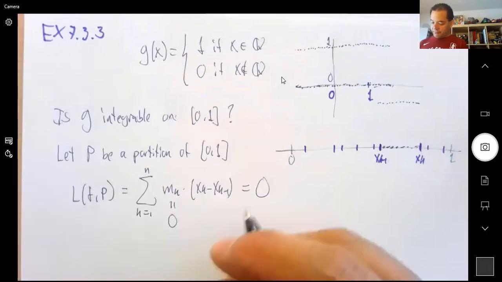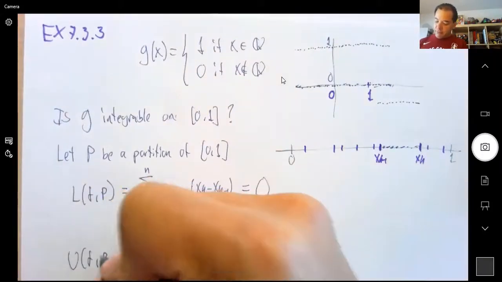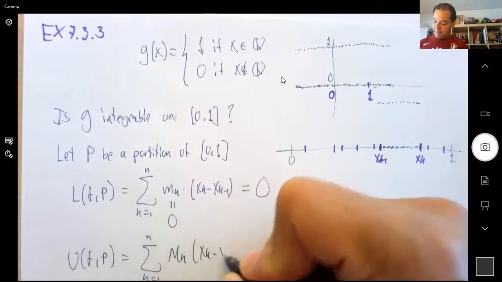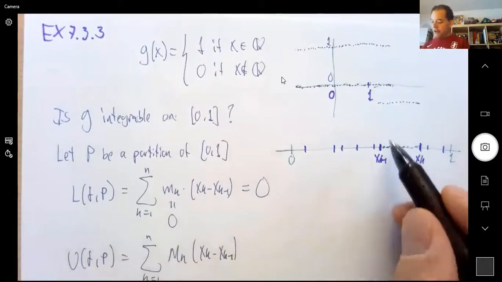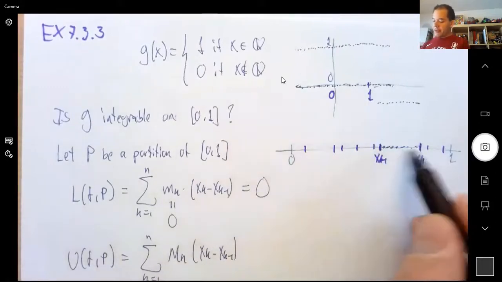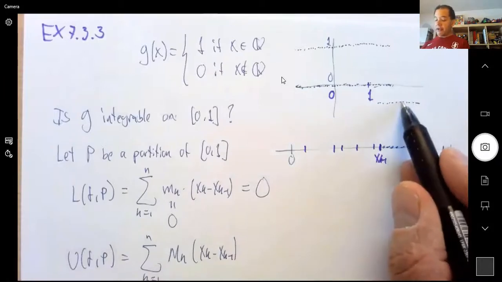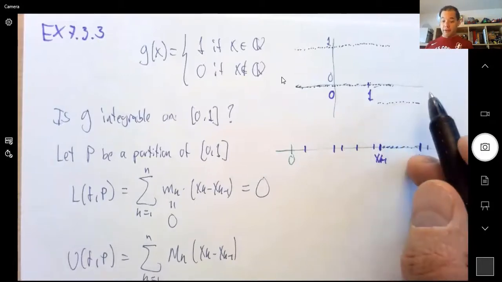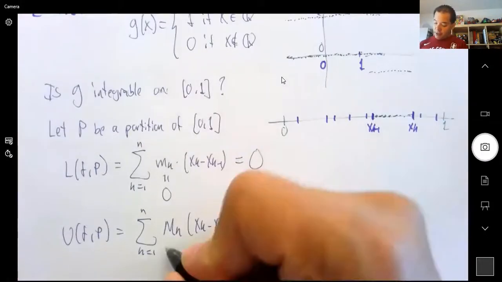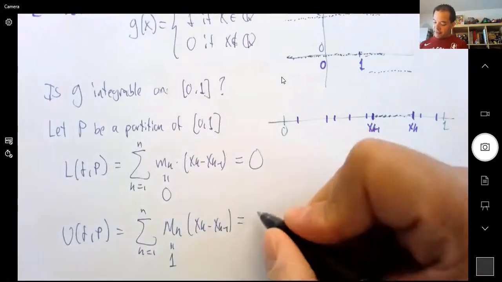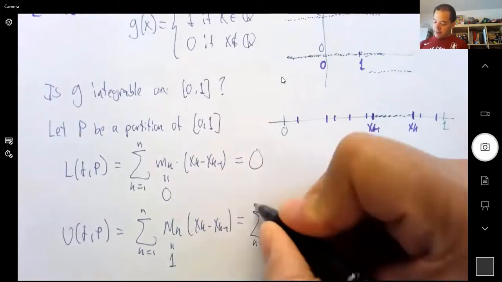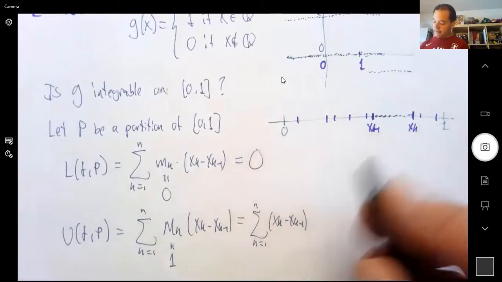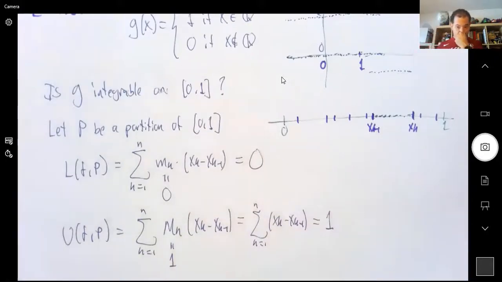What about the upper sum? Well, for the upper sum, now we have the supremum of the function. So we evaluate the function, but when we evaluate between x_{k-1} and x_k, there will be some points that are rational, and for those we're going to get 1. So the supremum will be 1. So this will be 1, no matter which interval you get. So this is now the sum of the lengths of all the intervals, x_k minus x_{k-1}. In other words, add up the lengths of all the intervals. So this is 1.